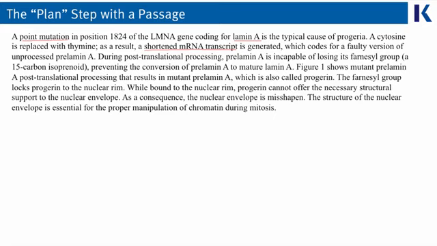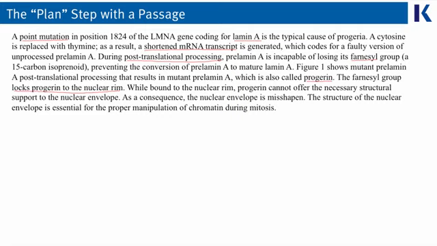Once this mRNA transcript goes through translation and moves into post-translational processing, it means that it can no longer lose this farnesyl group, which ultimately causes it to be locked to the nuclear rim. Notice that they give us a new term in this sentence, they've defined it in the previous one, that this mutant prelamin A is called progerin.